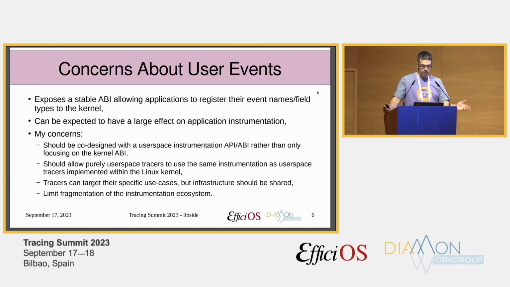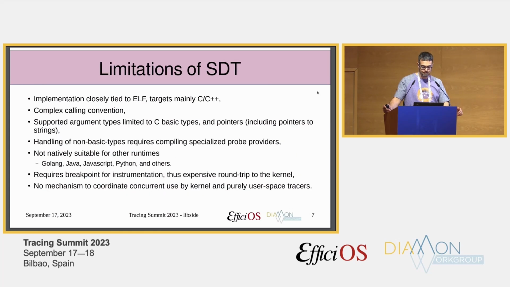In my opinion, the tracers can have their very specific use cases, and they each have their little niche, but the infrastructure should be shared. That's true for the Linux kernel with what we did with trace points, kprobes, uprobes, and others. It should be true for the user space ecosystem as well. So my goal there is to limit fragmentation of the instrumentation ecosystem.